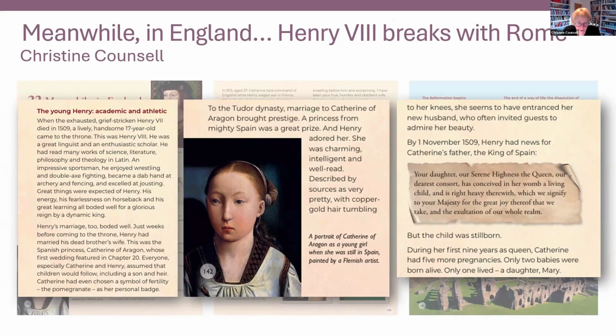Henry's marriage, too, boded well. Just weeks before coming to the throne, Henry had married his dead brother's wife. This was the Spanish princess Catherine of Aragon, whose first wedding featured in chapter 20.